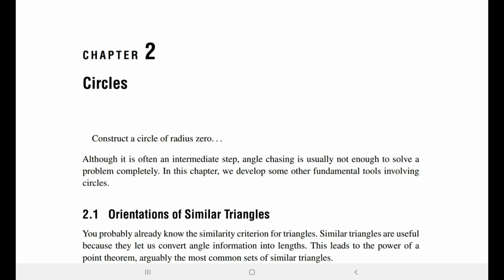And in this video we'll be starting with chapter 2, which is about circles. So we'll be learning many cool stuff like similar triangles, power of points, radical axes, and these kinds of stuff. So I hope you guys are excited for this video. Again, in this video we'll be discussing the theory part, and in the next video we'll be discussing the practice part. So what are we waiting for? Let's get started.